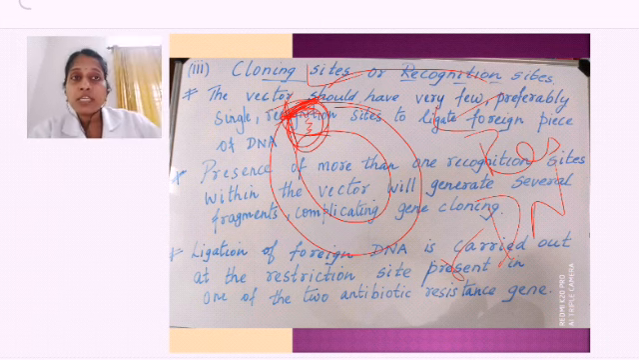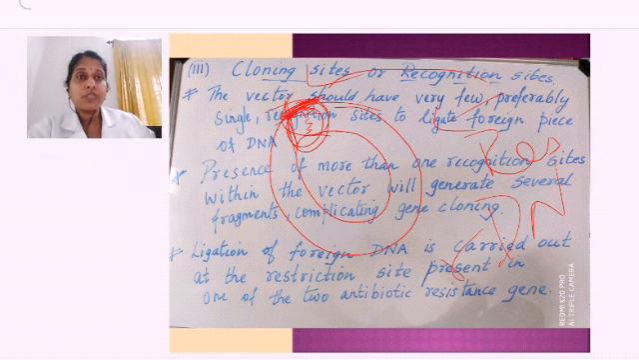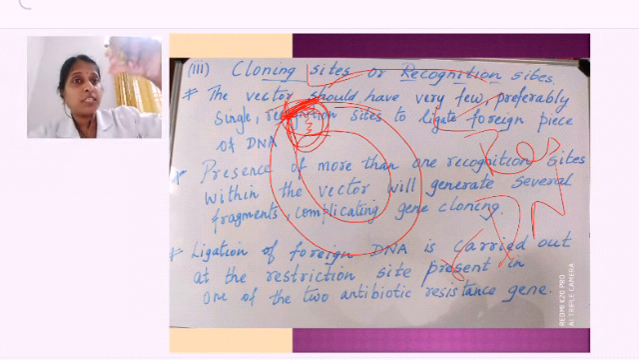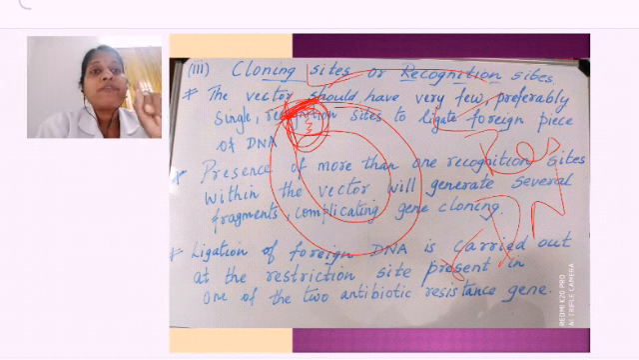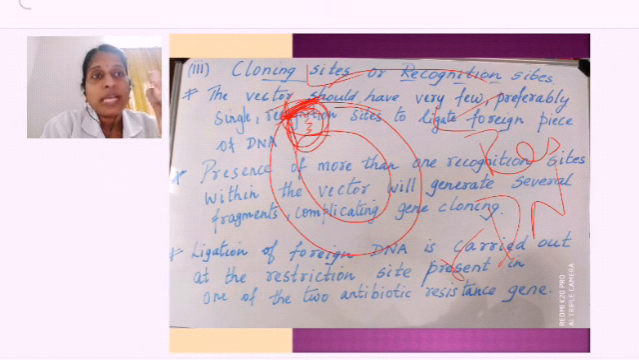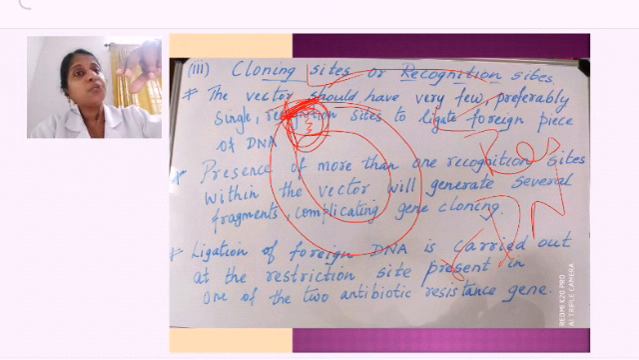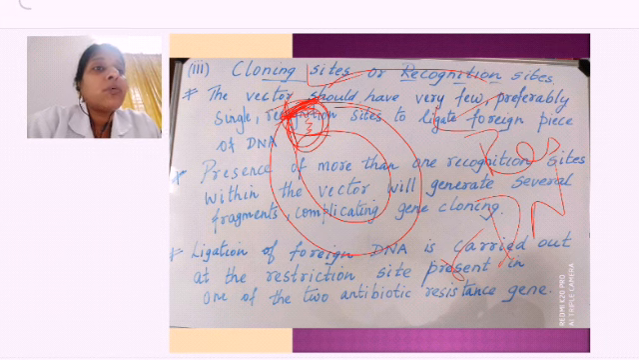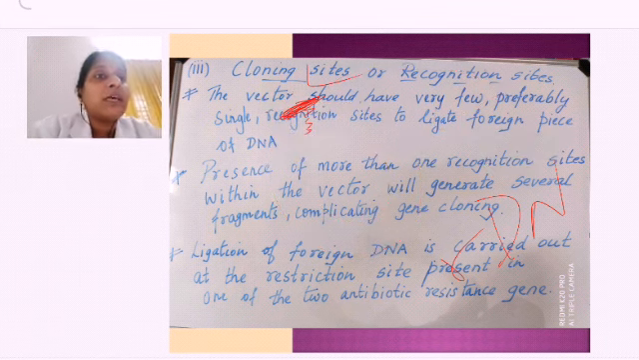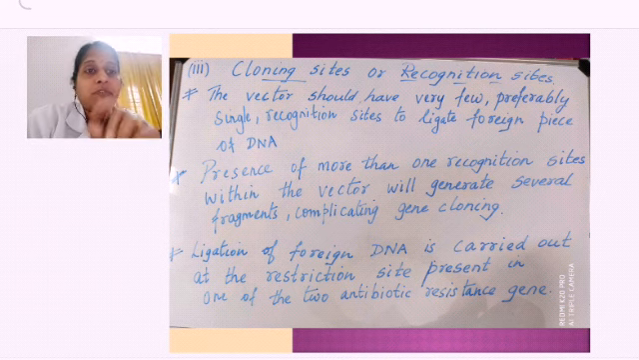If many recognition sites are there, I told you what the problem is. Many cut ends, many sticky ends will be produced. One foreign DNA I have to introduce in one sticky end, and in the others I have to paste it again. It's tiresome. So preferably there should be only one cloning site, so that when I add the restriction enzyme, it will cut there, a sticky end will be created, my foreign DNA will be inserted into it, and it will be pasted with the help of what? The DNA ligase. So the presence of more than one recognition site within the vector will generate several fragments, I told you. If more are there, many sticky ends, many fragments will be there.